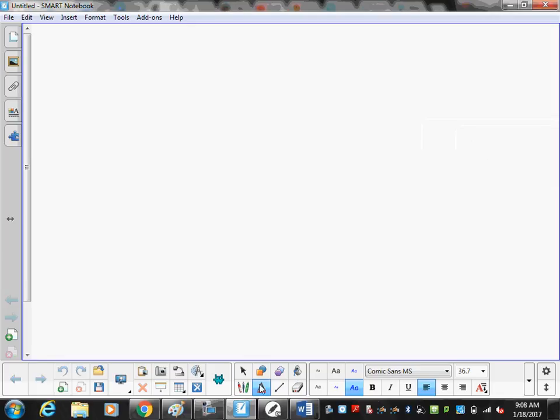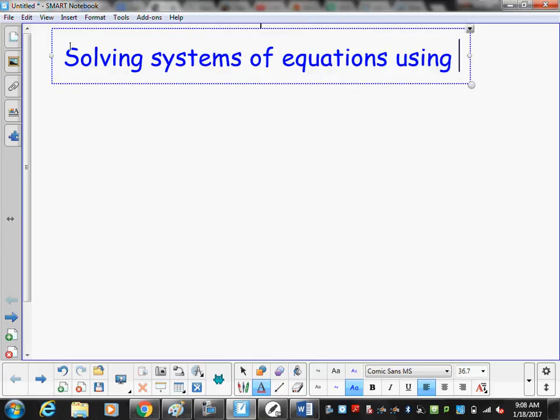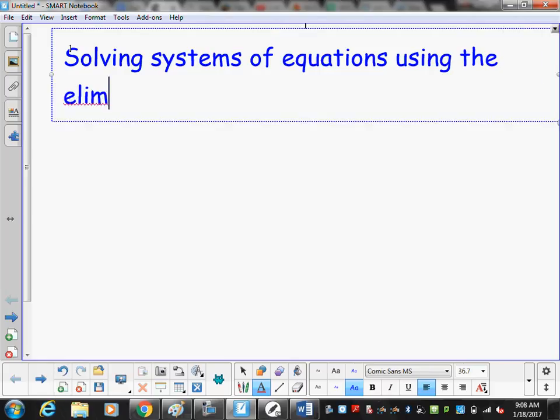All right, y'all, here we go. What we're looking at today is solving systems of equations using the elimination method. I'm going to put a couple of notes up here real quick.